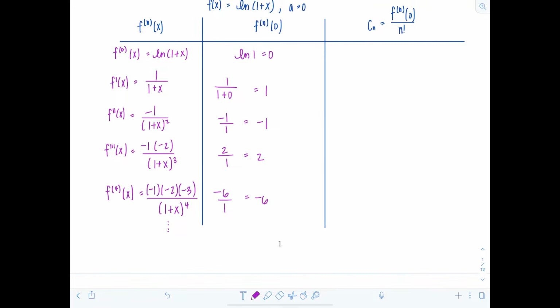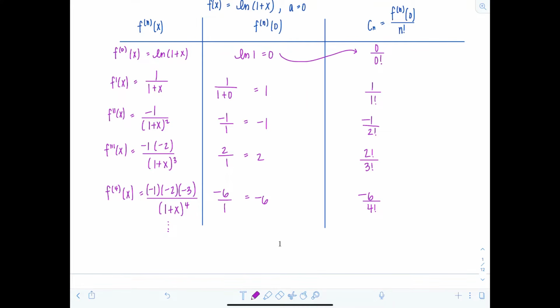And then what would the overall coefficients be? So you're going to have this value, and then just put it over n factorial. So 0 over 0 factorial, that would be 0. Then we have 1 over 1 factorial. This would be negative 1 over 2 factorial, 2 over 3 factorial, negative 6 over 4 factorial.